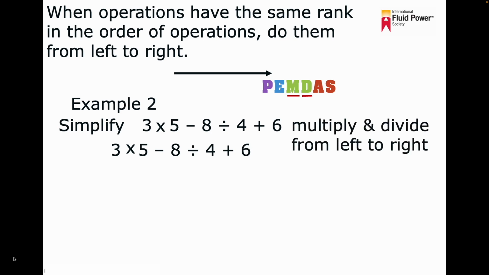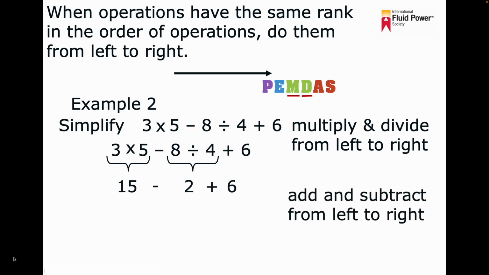add 6. So when we look at that simplified equation, PEMDAS says we add and subtract. Since again those are equal in order, we go from left to right. Therefore, we subtract 15 minus 2, which equals 13, and then add 6, which equals 19. Therefore, the answer for this equation is 19.